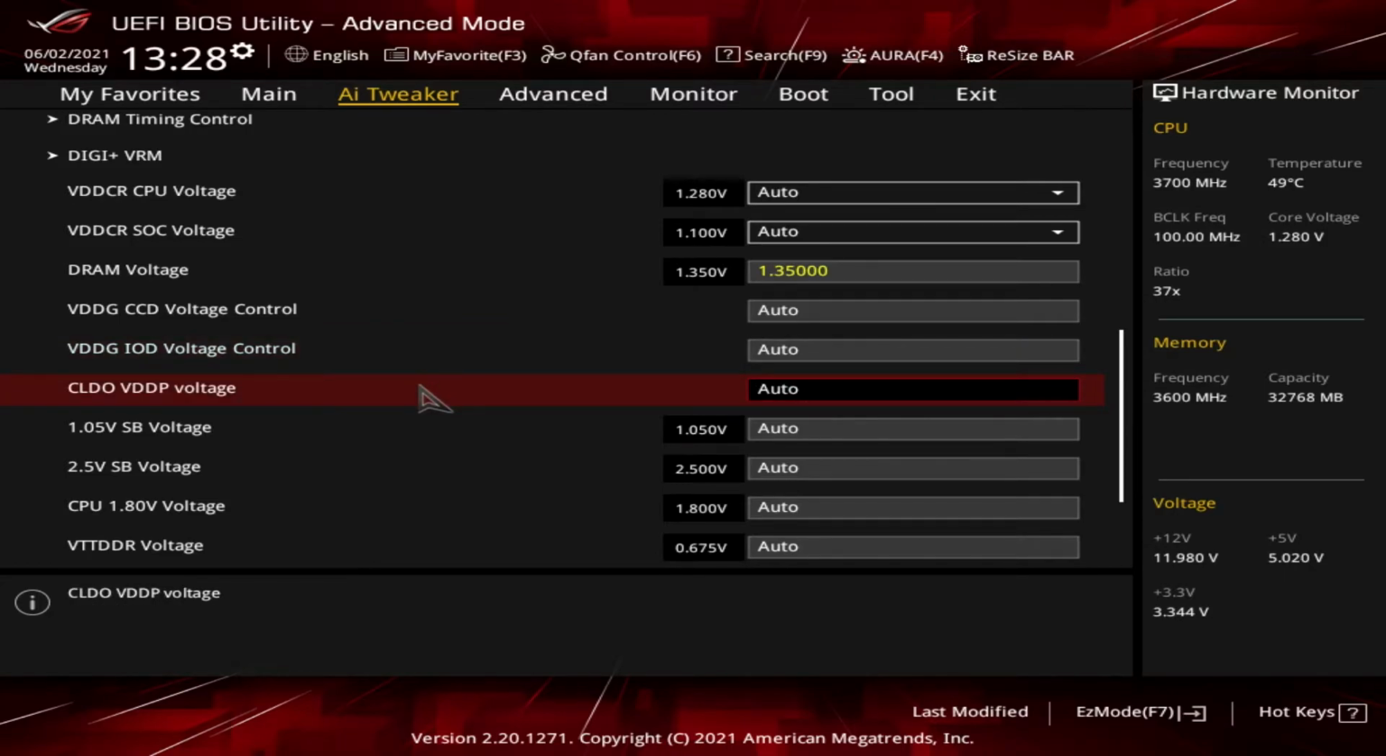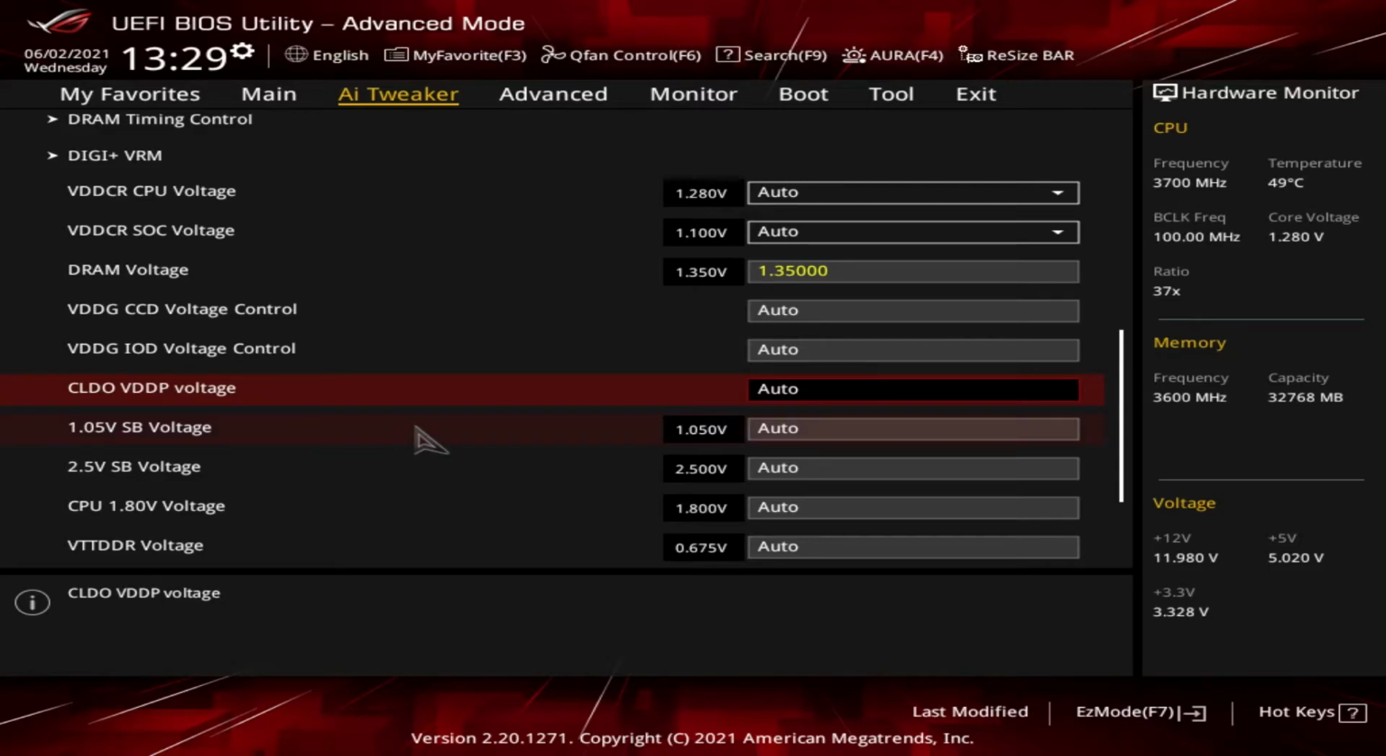And then you got the CLDO VDDP voltage. Not really sure what the C represents, but LDO stands for low dropout level. This is the voltage for the DDR4 on the SoC. This component converts information from the memory controllers to a format that the DDR modules can understand.